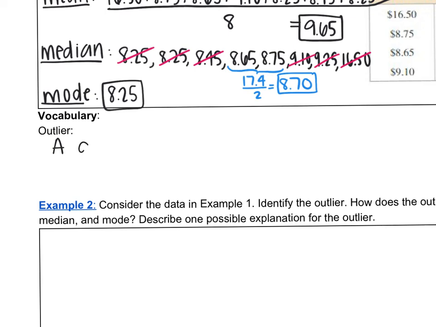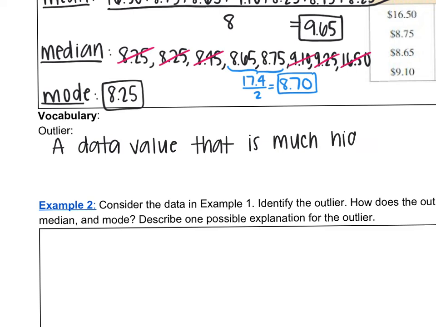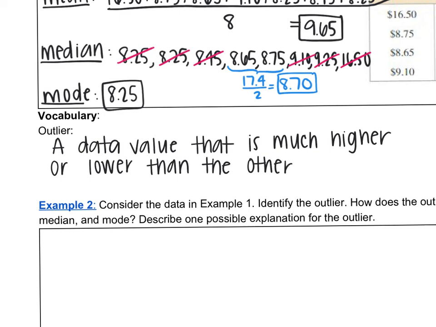So an outlier is a data value that is much higher or lower than the other values in a data set.